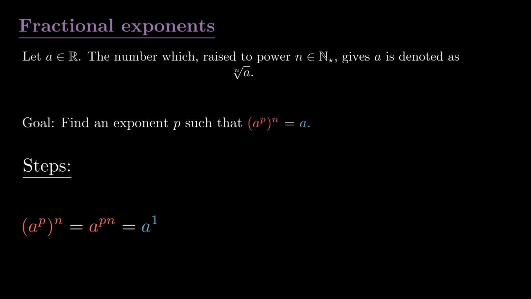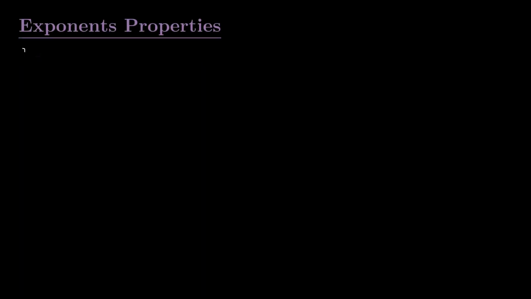So that implies that p times n is equal to 1. And now what you can do is simply isolate p, which gives p is equal to 1 over n. And of course, n is a natural number which is different from 0. So this is well defined. So let's revisit the past.